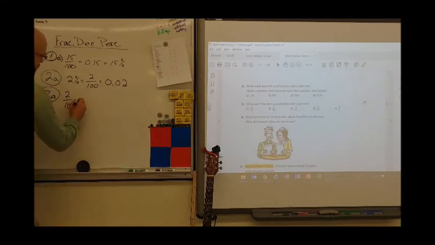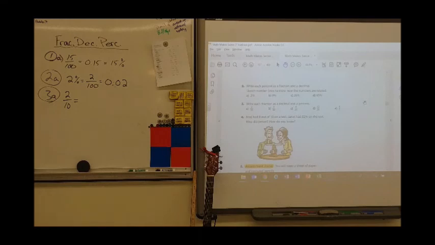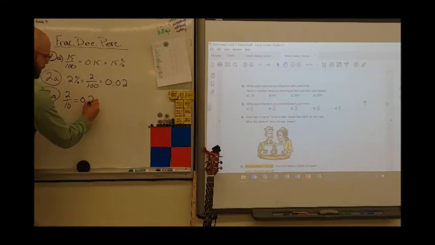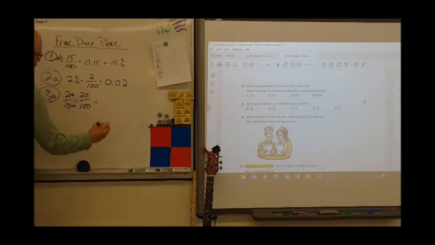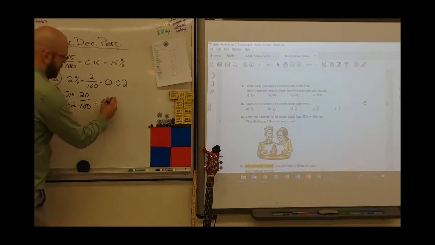Well, let's see. 2 over 10. That'd be 2 tenths. Or I could change this to a fraction with hundreds again, make it easy. Let's see, that's times 10, times 10. Well, that's 20 over 100, so that's easy. There's 0.2 or 20%.